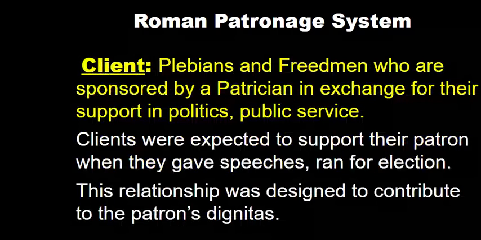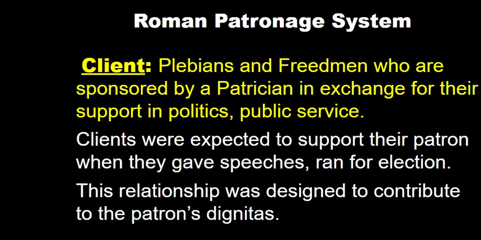For every patron, we have the client. And these are plebeians and freedmen who are sponsored by the patrician, but they get their support, politics, public service. If the patron goes to give a speech in the forum, the clients are expected to be there to applaud anything they have to say. Okay? Whether they were running for election, they'd be the campaign workers. It was, again, a dignitas game that all ties this together.